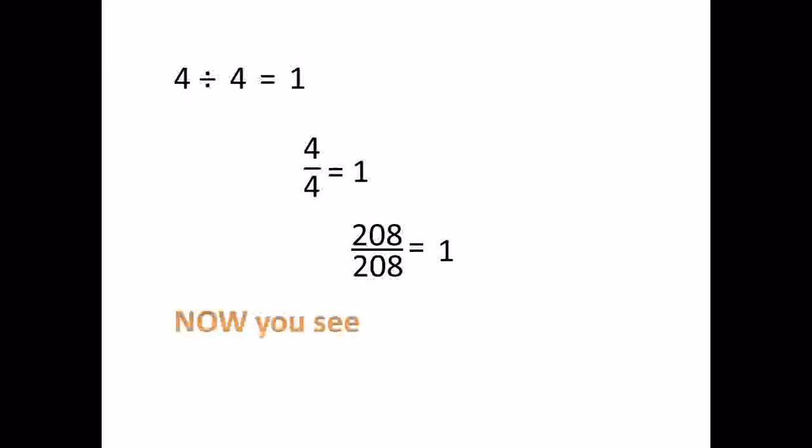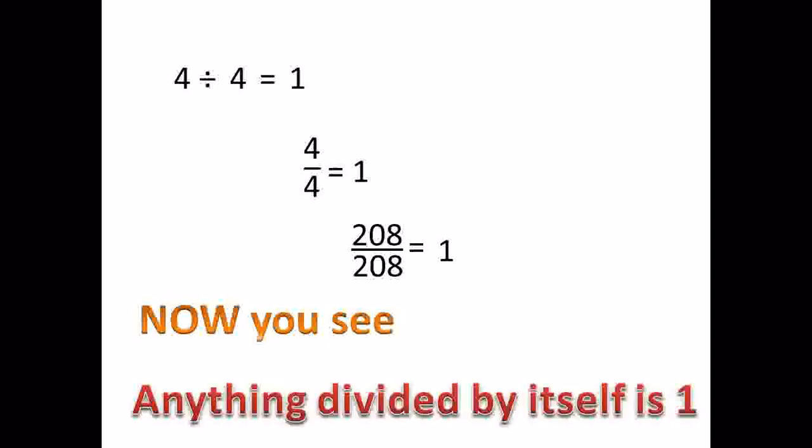Now what if I take a division? What's 4 divided by 4? 4 goes into 4 one time. I know I can rewrite that as 4 over 4. So 4 over 4, the fraction, also equals 1. What about 208 over 208? That equals 1 also. So now I see that anything divided by itself is 1.